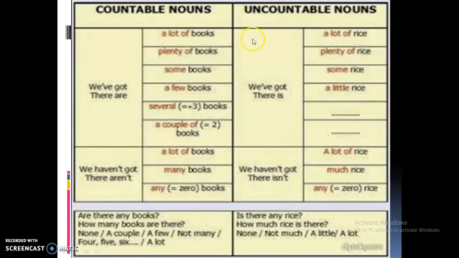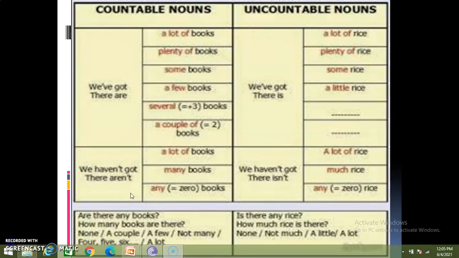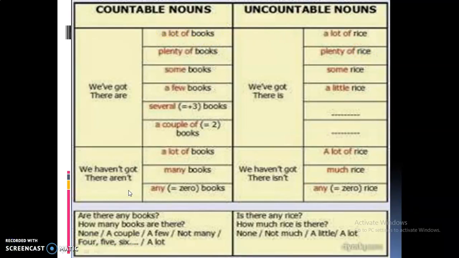So as I said, countable nouns and uncountable nouns are there. So we have got both these here, countable and uncountable nouns. See, nouns can be countable or uncountable. Countable nouns can be counted and uncountable nouns cannot be counted. So countable nouns, for example, apple or 2 apples, 3 apples, all these are countable. And rice, water, all these are uncountable nouns.